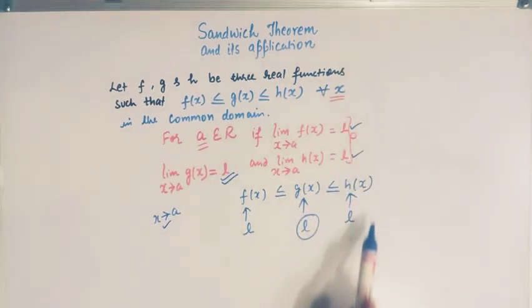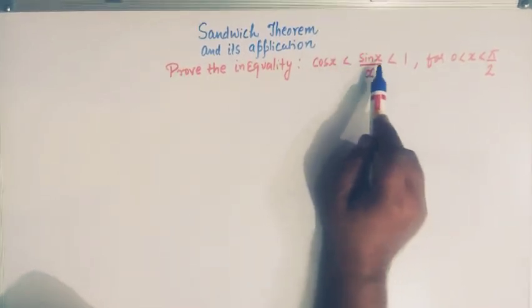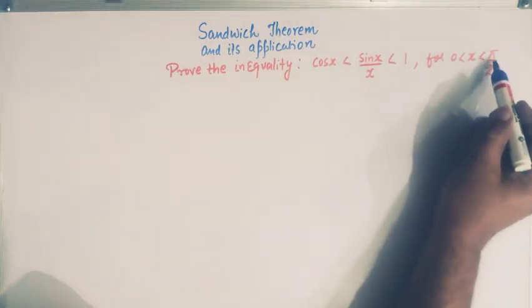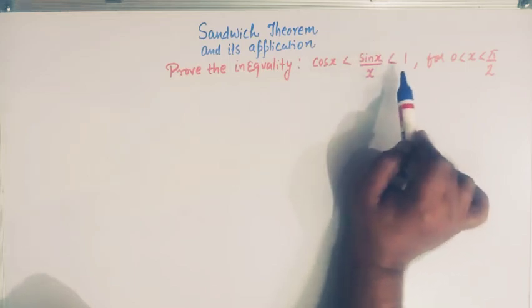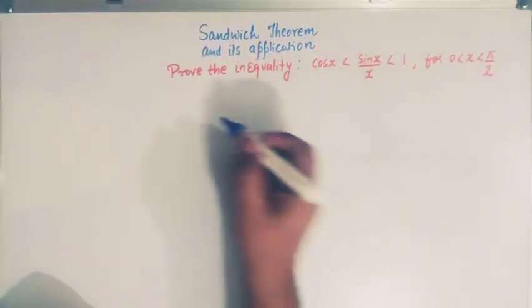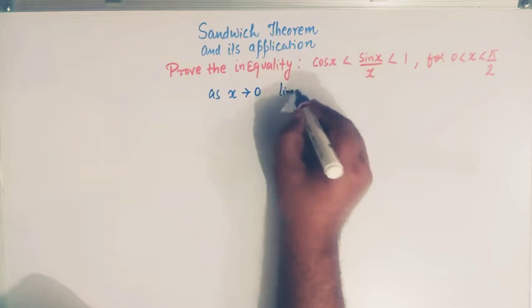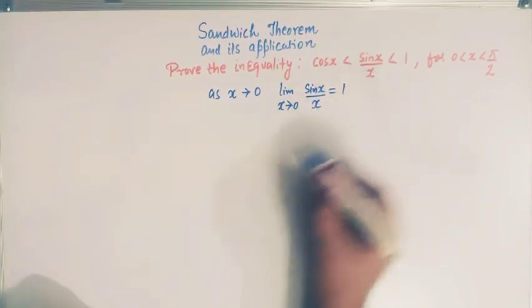Now using this sandwich theorem, let us prove an important result. Now let us take this trigonometric inequality. cos x is less than sin x over x is less than 1 for x greater than 0 and less than pi by 2. We'll prove this trigonometric inequality, and when we apply sandwich theorem to this inequality as x tends to 0, then we'll prove that limit x tends to 0 of sin x over x is equal to 1, right?